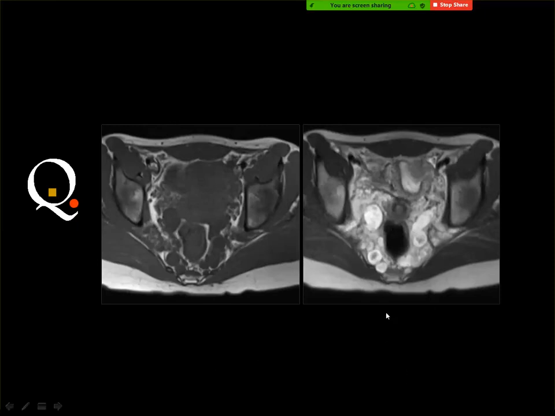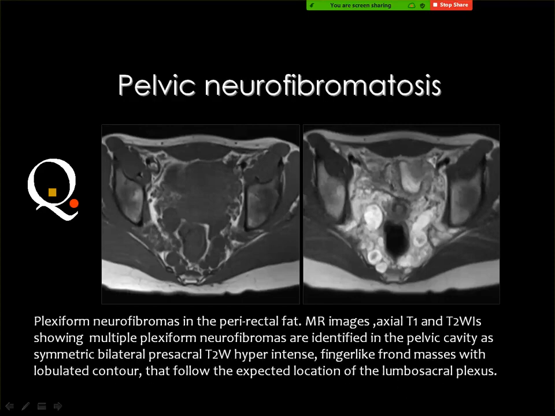Yes, you see in this T1 and T2 of the pelvis, there are multiple nodular lesions surrounding the rectum. And in the T2 weighted image, you see this classic sign, the classic sign of the target appearance, where you got central low signal and peripheral high signal. This is very characteristic of neurofibromatosis. And this is a case of neurofibromatosis of the pelvis.